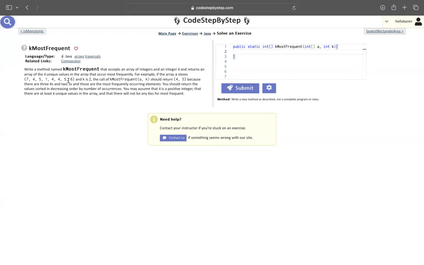Possibly making a list that holds the specific numbers that show up and then the frequency of them, and then making a loop so that it could go through the array to see the frequency of the number, and then I don't really know.